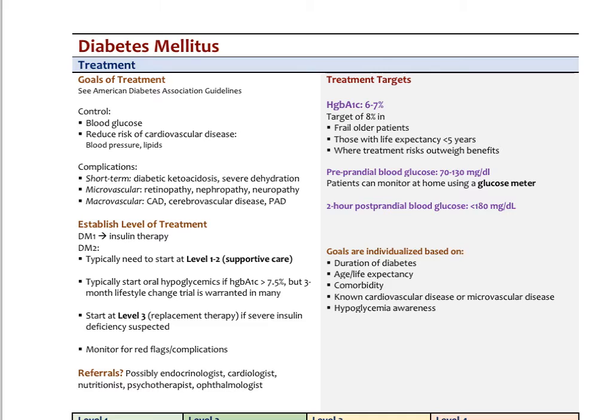So I already went over this slide essentially in the last lecture, so I'm not going to go over it all again. Again, we're always interested in establishing our level of treatment using the therapeutic order as naturopathic or adjunctive care Chinese medicine practitioners. And so we need to look at what kind of diabetes the patient has and then what level they're going to need to be initiated at.